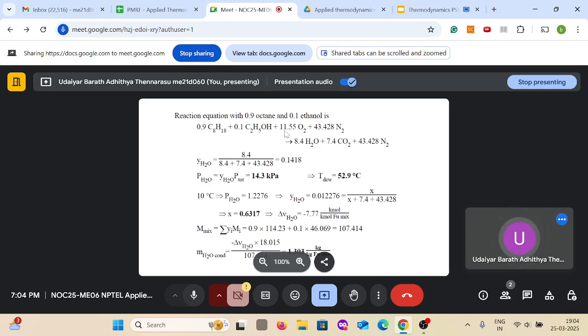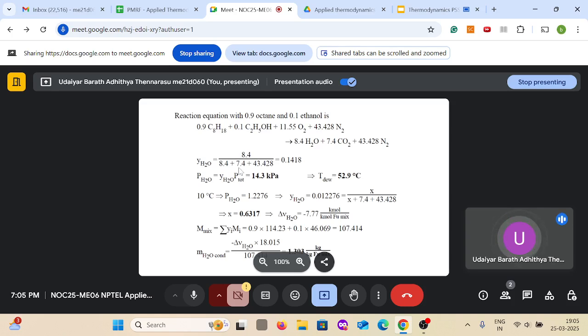Which is combusted with, again, air: O2 plus 3.76 nitrogen gives you B CO2 plus C H2O plus D nitrogen. You find out each of the values using each of the atom balances, and this is what you get. So 0.9 moles of octane plus 0.1 moles of ethanol plus 11.55 moles of oxygen plus 43.428 moles of nitrogen gives you 8.4 moles of water, 7.4 moles of carbon dioxide, and 43.428 moles of nitrogen.